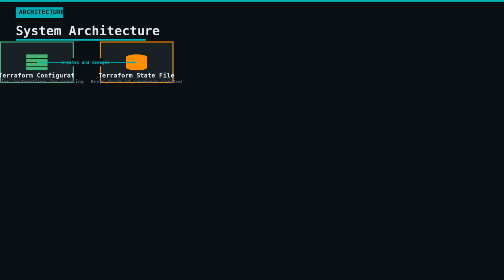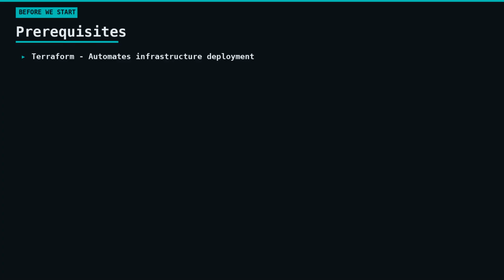To follow along with this tutorial, you'll need to have Terraform installed on your machine. Terraform is like a kitchen appliance that helps you automate and streamline your infrastructure deployment process. You'll also need to have a basic understanding of infrastructure as code concepts, such as resources and modules. Don't worry if you're new to Terraform or infrastructure as code, we'll cover the basics as we go along.